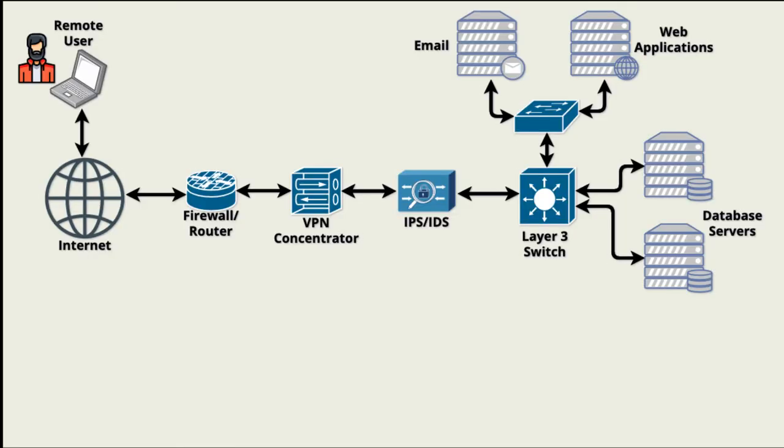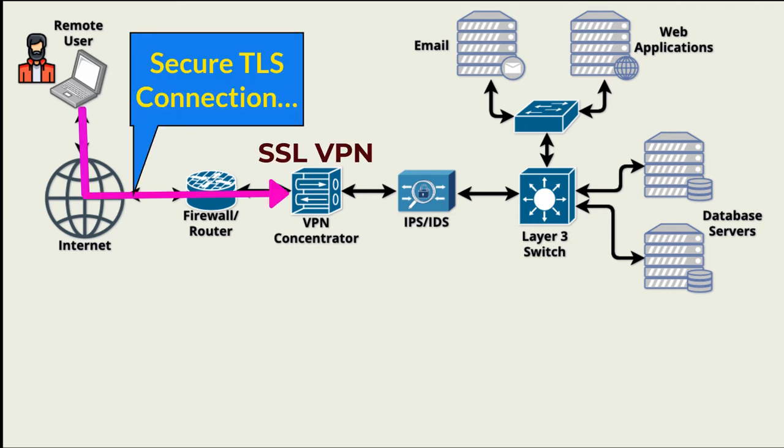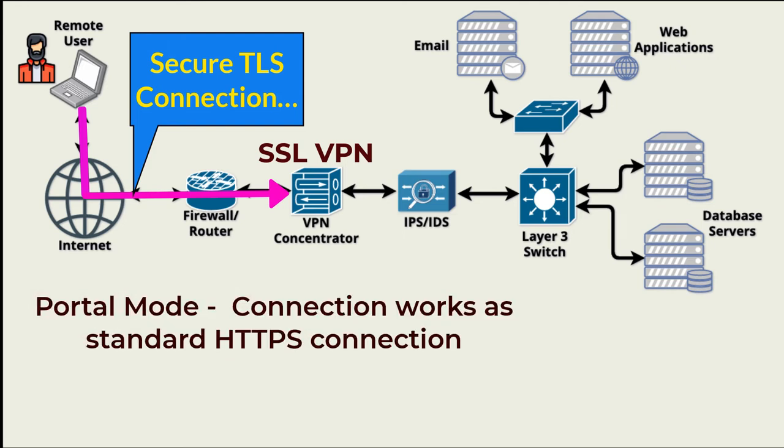First, the remote user establishes a TLS connection with a VPN gateway. The connection can be one of two modes, portal or tunnel. In portal mode, VPN works like a standard HTTPS connection, presenting users with a web page portal that links with browser-friendly resources and limits the number of simultaneous connections.